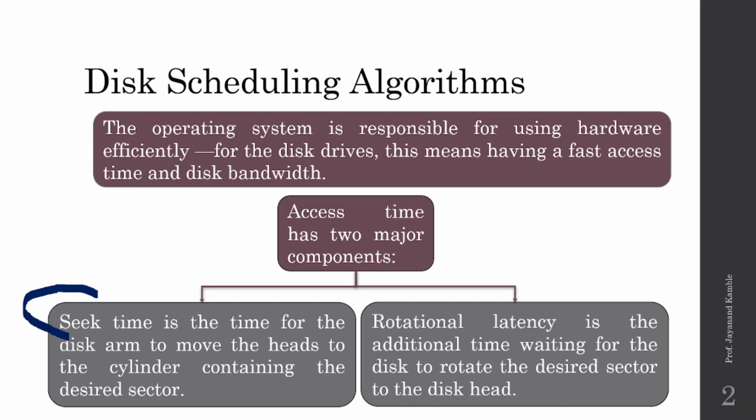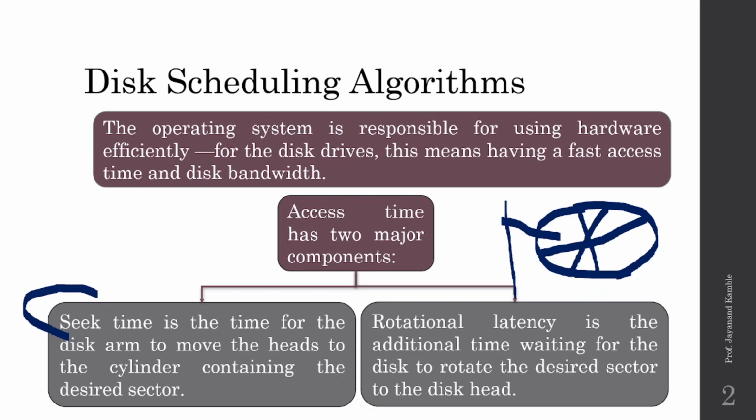When we say seek time, what does it mean? This is your hard disk and this is the read write head. Assuming that the disk is divided into different sectors and different cylinders, the data is currently here. So what is seek time? It is the time for disk arm to move the heads to the cylinder containing the desired sector. This is the cylinder on which the data is there.